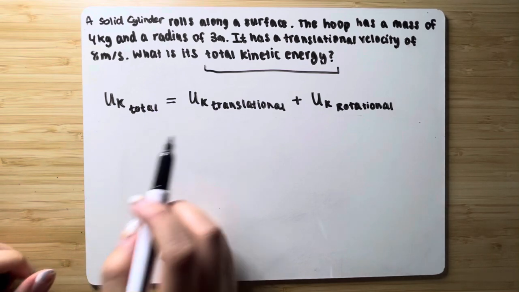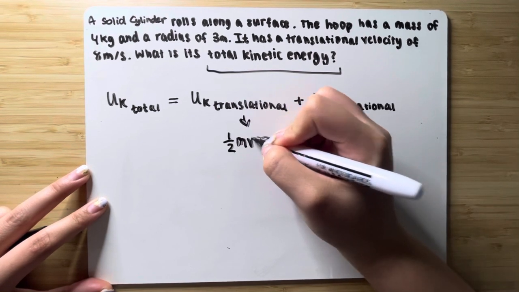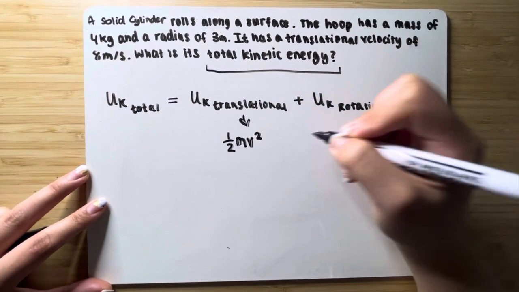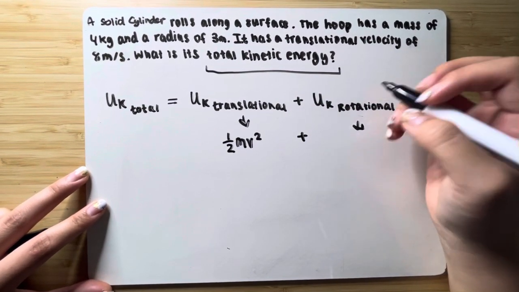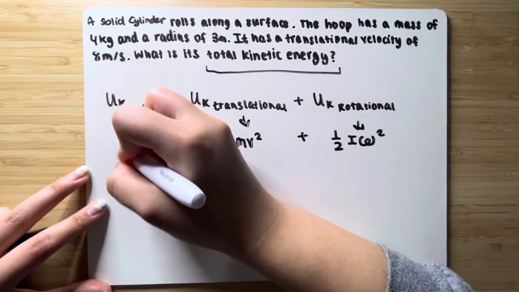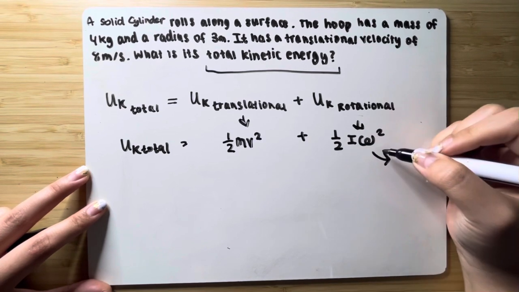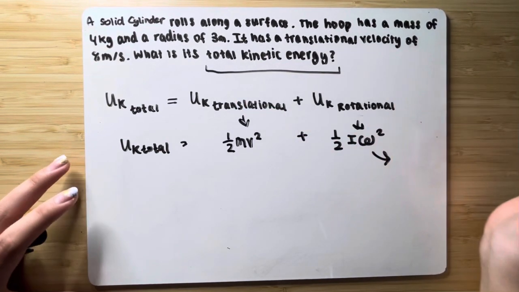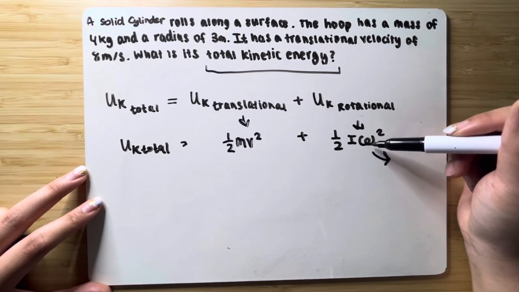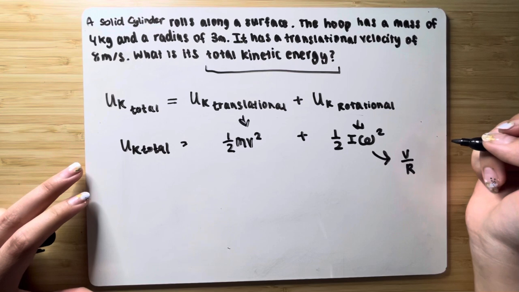Same thing here. Derive translational kinetic energy. You get 1/2 mass times velocity squared. You add that with the rotational kinetic energy, you get 1/2 inertia times omega, which is angular velocity squared. Now, with this equation, you realize that because they don't state the omega in this problem, you need to derive omega, which is going to be velocity over the radius.